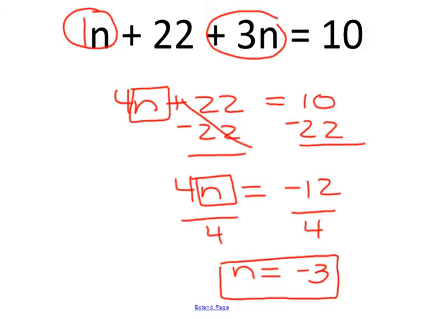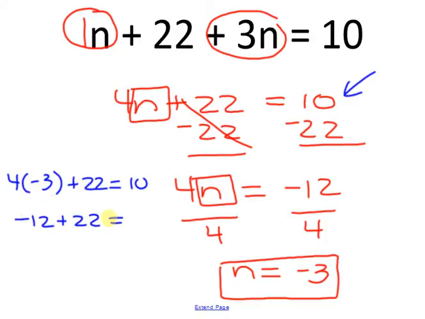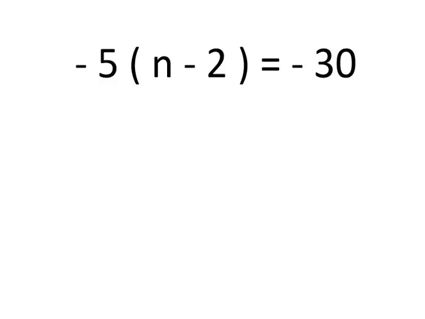This time I'm going to show you by plugging it back into the two-step equation that we made. So 4 times -3 plus 22 equals 10. 4 times -3 is -12 plus 22 equals 10. So -12 plus 22, that's going to be 10, equals 10. That works. Alright, here's another distributive property.